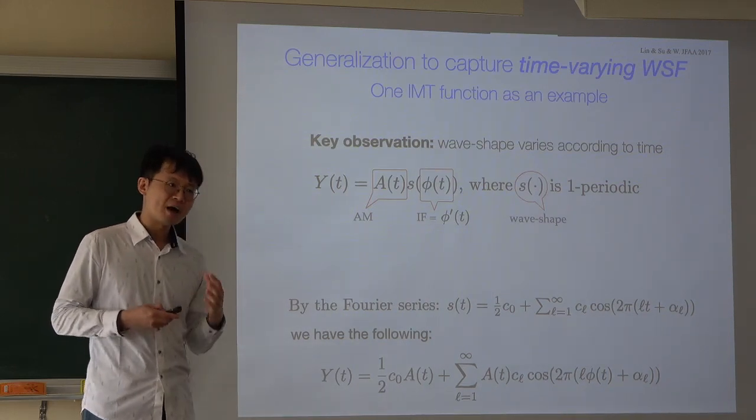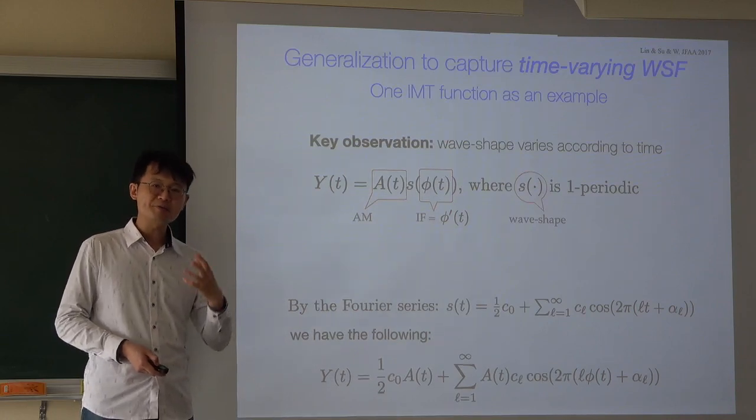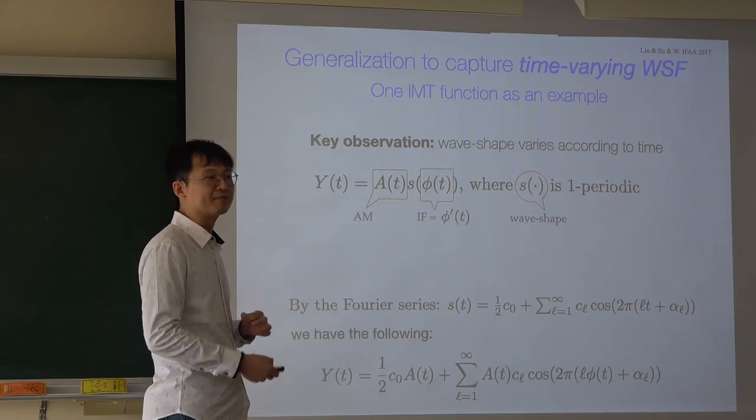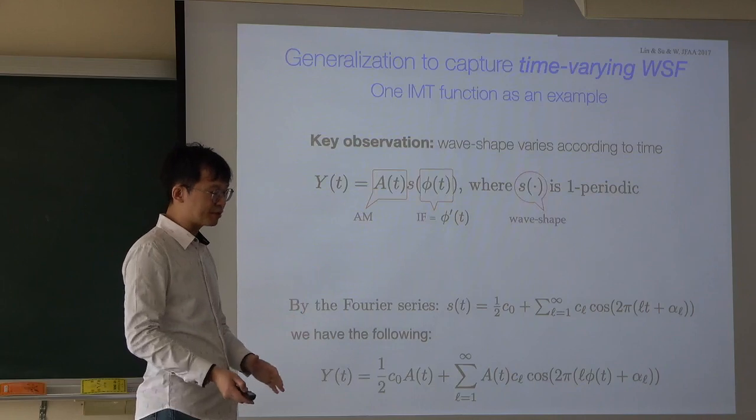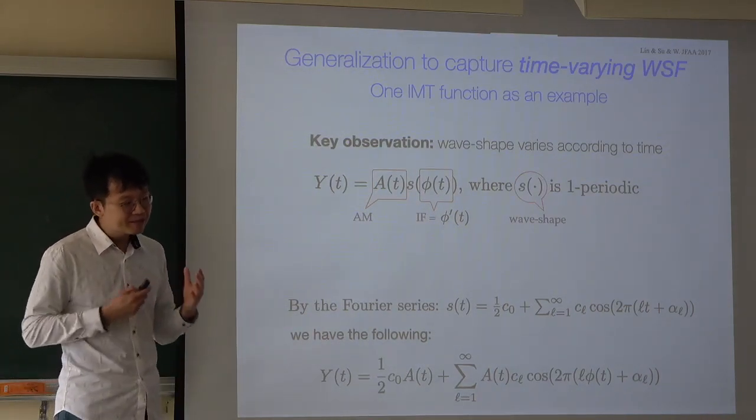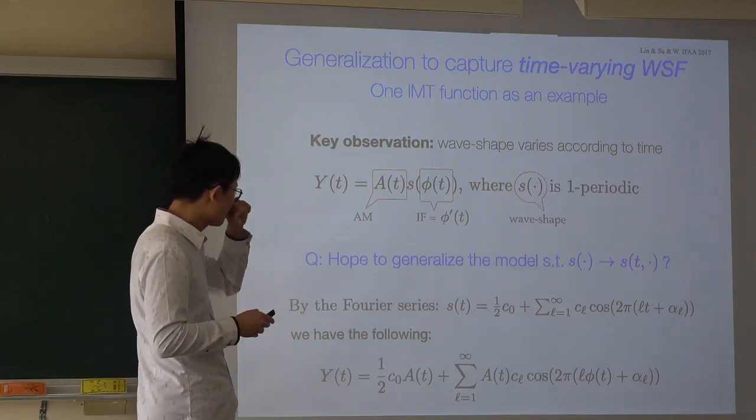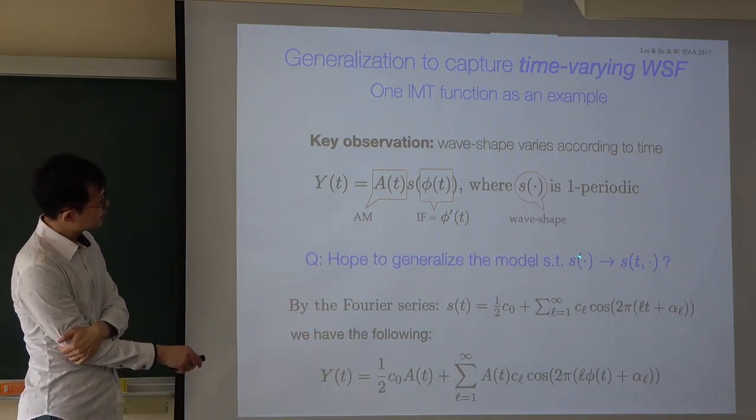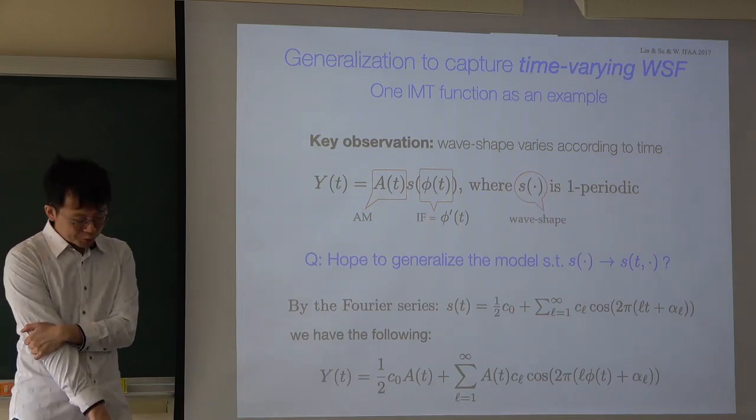is it possible to define a notion of time-varying wave shape function? That is, the wave shape function itself also depends on time, but is not fixed. That is, there is more than one wave shape function, and this wave shape function may change in some way, like being smooth in some sense. So this is the hope of the generalization. We want the wave shape to depend on time t. So what to do?